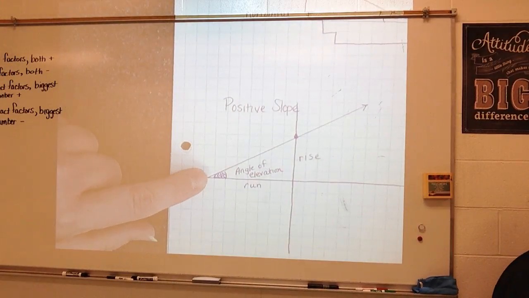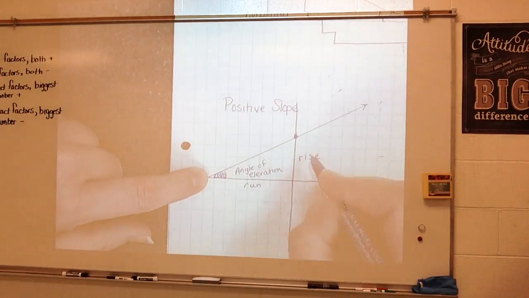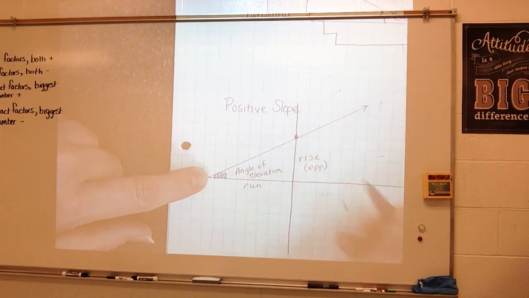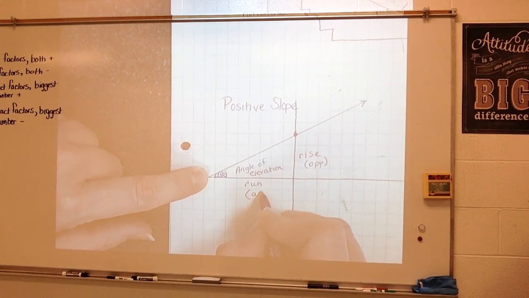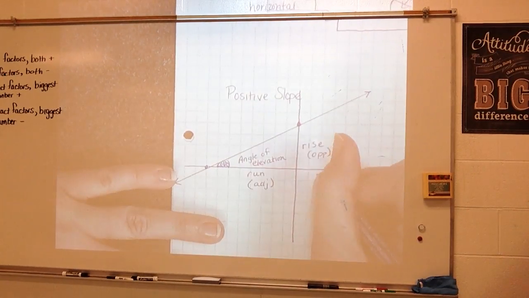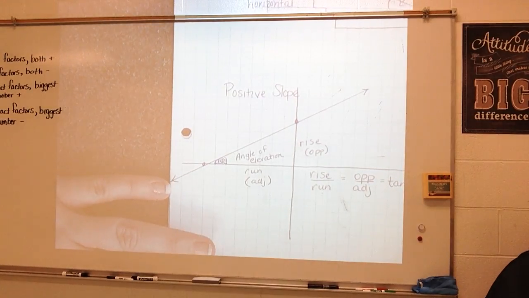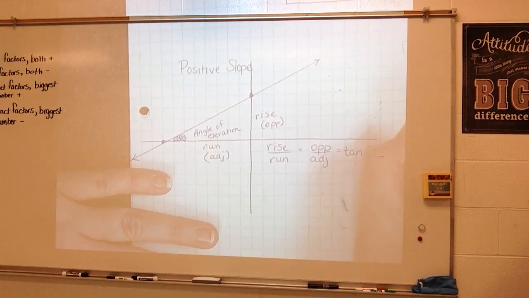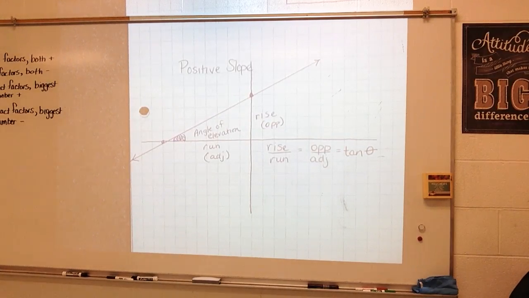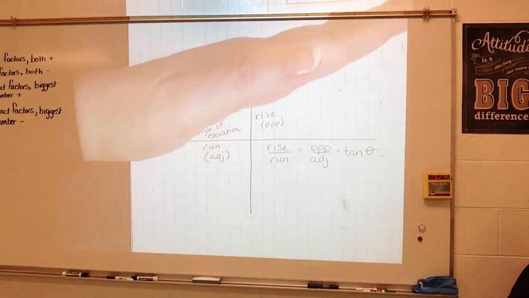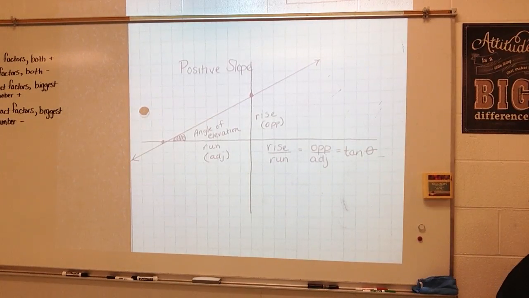Think about this in terms of my angle. This would be my opposite, and this would be my adjacent. We find slope by saying rise over run, which is also the same as saying opposite over adjacent, which is the tangent of our angle. That's why when I have a positive slope, I can use my tangent.